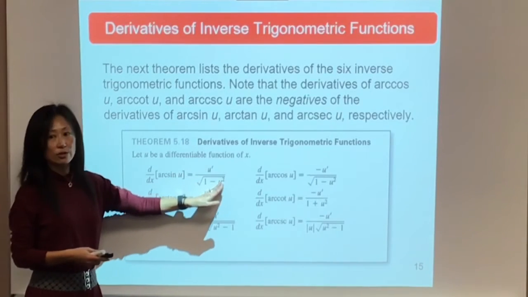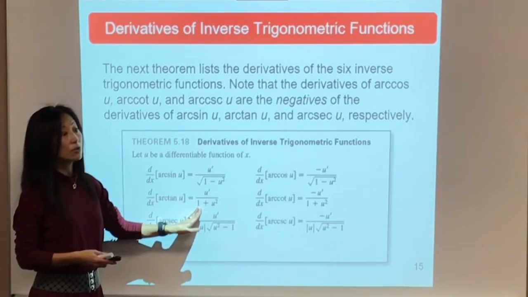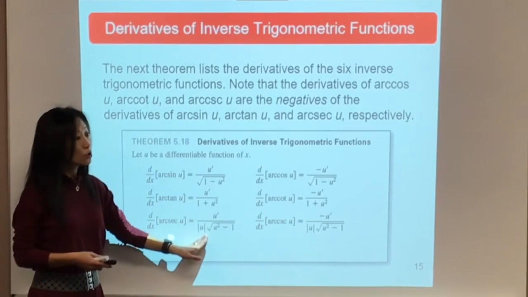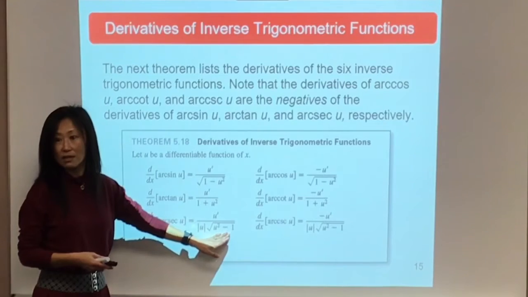Square root of 1 minus u squared. The other one is 1 plus u squared. What's the other one? Absolute value, and then square root of u squared minus 1. Is everybody with me? Okay.